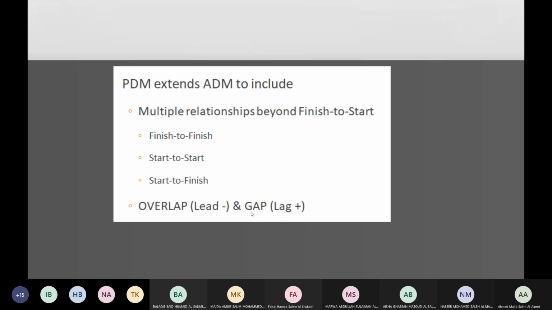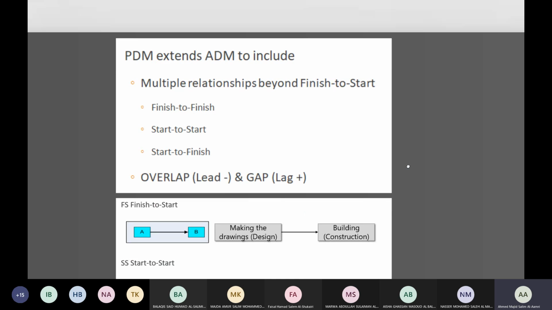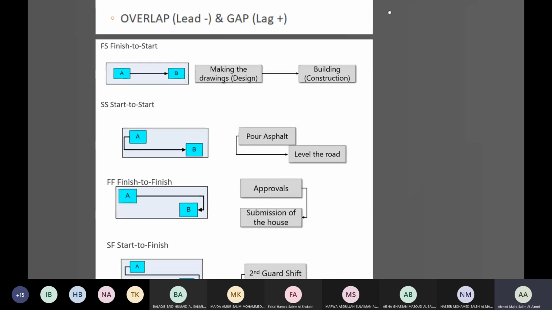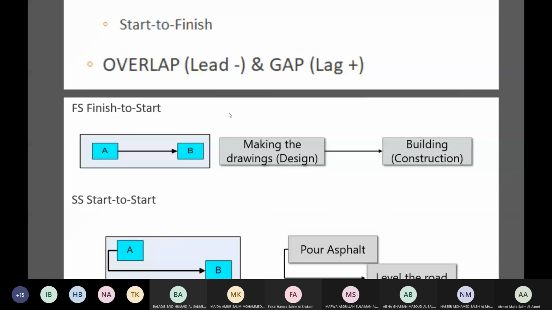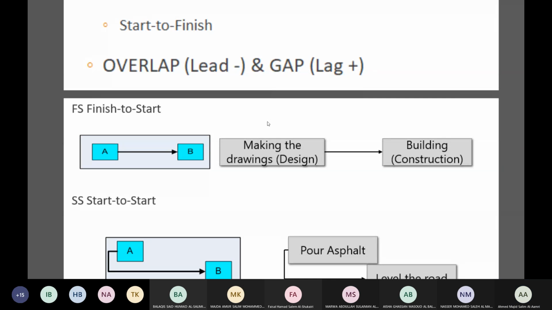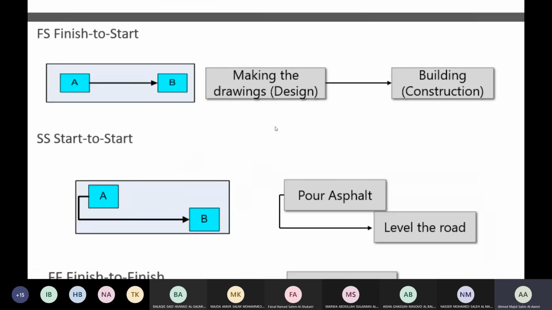Okay, let us see some examples. The first one says finish to start. Now, can you see in this particular example? Take this one.